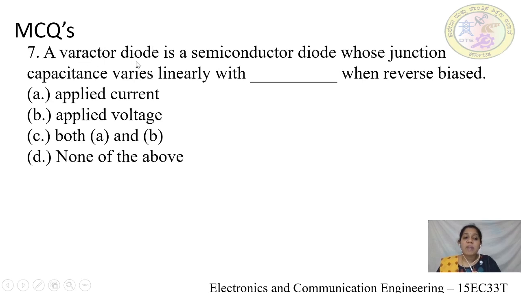Seventh one, a varactor diode is a semiconductor diode whose junction capacitance varies linearly with dash when reverse biased. Option A applied current, option B applied voltage, option C both A and B, option D none of the above. Yes, a varactor diode is a semiconductor diode whose junction capacitance varies linearly with the applied voltage when reverse biased. Yes, option B is the correct answer, applied voltage.